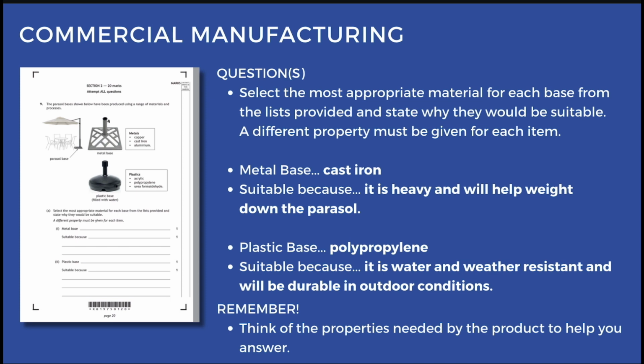Using these properties, we can start to look at the metal base, thinking first of all which one is the heaviest of the metals. Now copper, very expensive and very lightweight. Cast iron, inexpensive, easy to cast and very heavy. Aluminium, good strength to weight ratio, but again very light. So in this instance, cast iron would be the most appropriate choice.